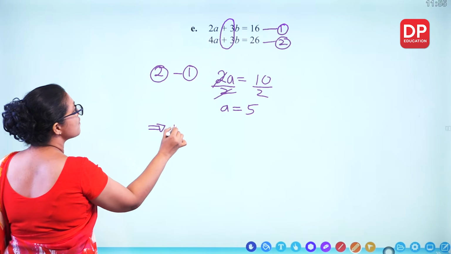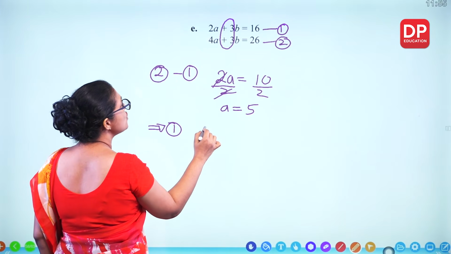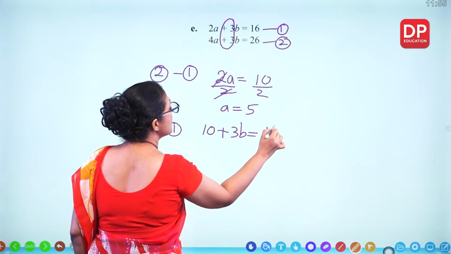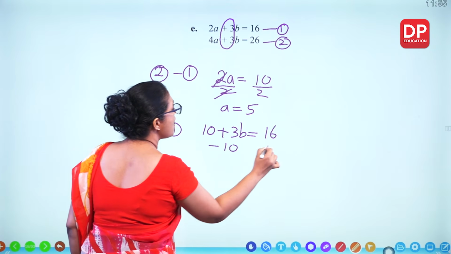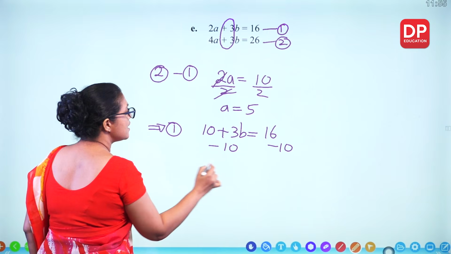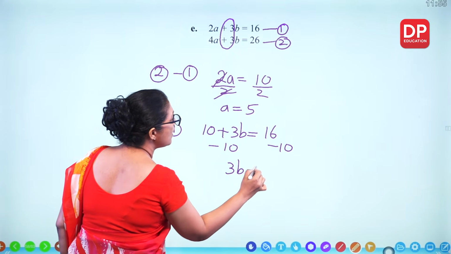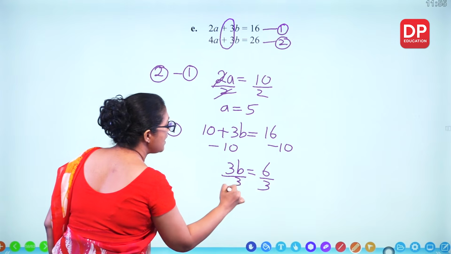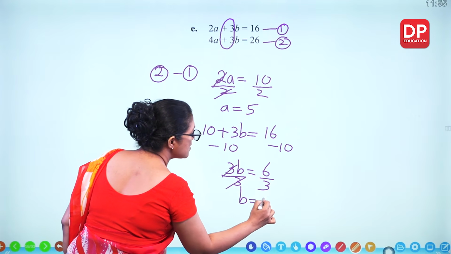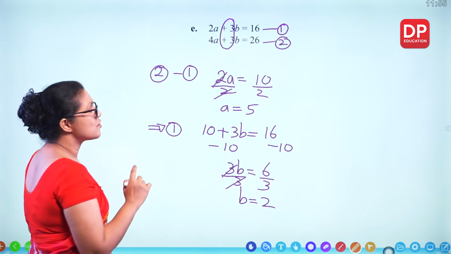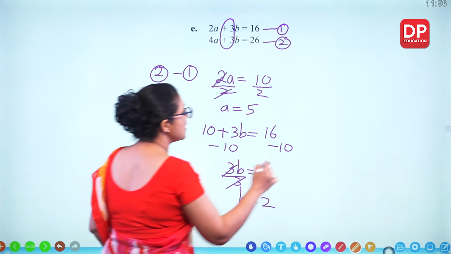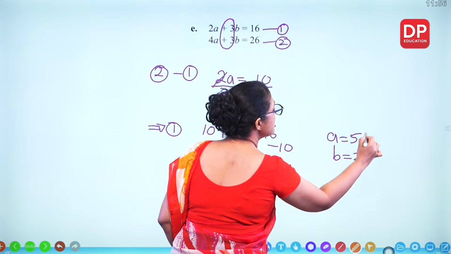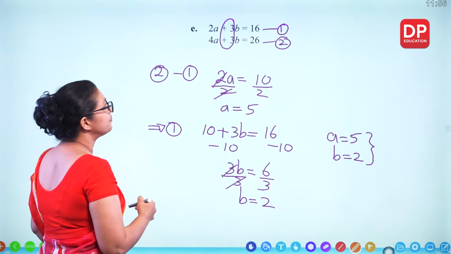Now take the first one and substitute. 2 times 5, 10, plus 3b equals 16. Subtract 10 from both sides. You get 3b equals 6. Divide this by 3. b equals 6 divided by 3. That's 2. So what are the solutions? A equals 5 and b equals 2.